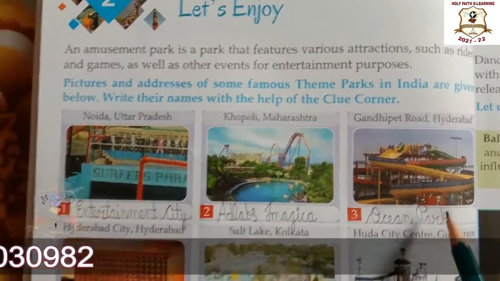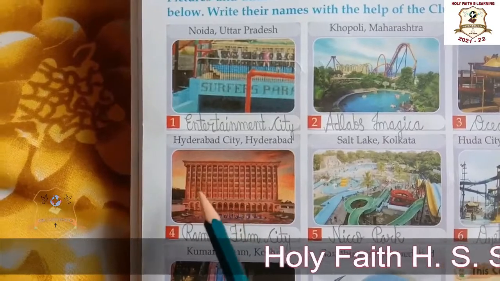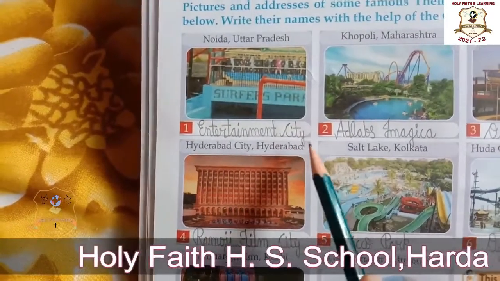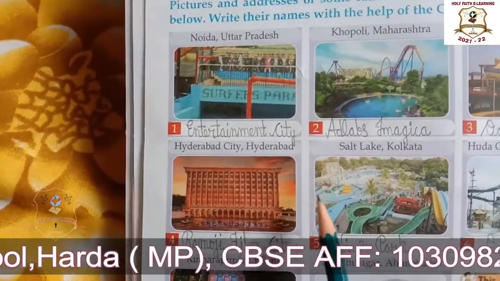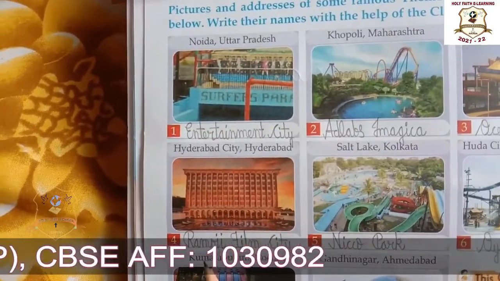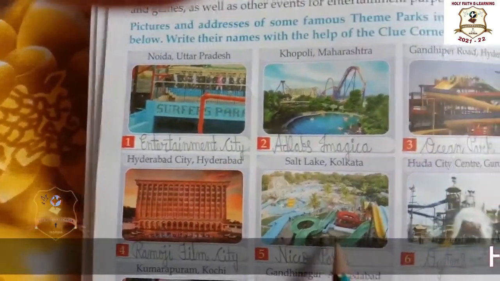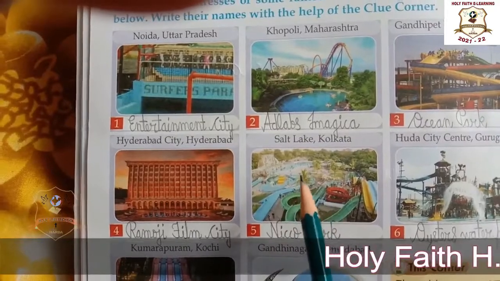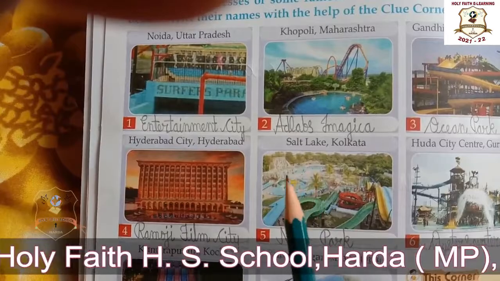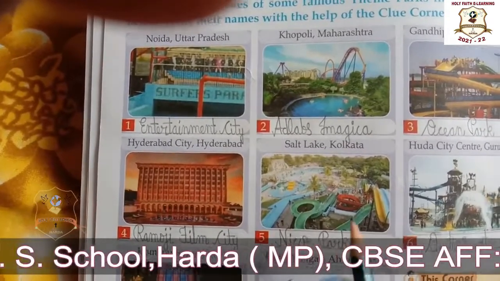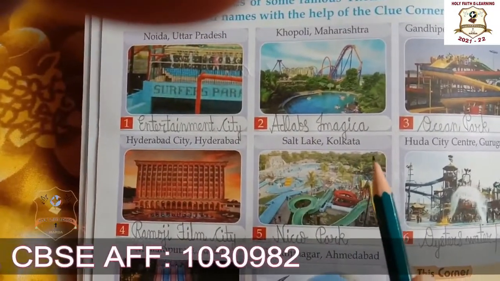What is the name of this amusement park? Ocean Park. Then we will move to our next picture. It is in Hyderabad city. What is the name of this amusement park? Ramoji Film City. Next one is Salt Lake, Kolkata. It is Nicco Park.